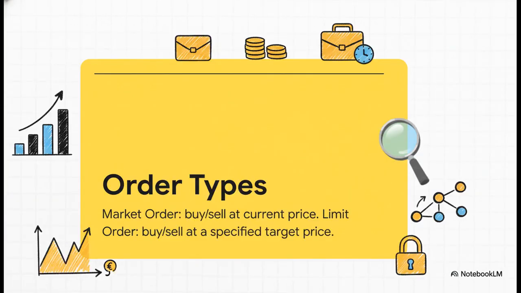So what are our users actually doing? Well, it mostly comes down to two kinds of orders. First, there's the market order. That's basically you saying, I want this stock right now. I don't care about the exact price. Just get it for me. Then you have the limit order, which is a bit more strategic. It's like saying, hey, buy me this stock, but only if the price hits this specific number. And our system has to handle both perfectly.